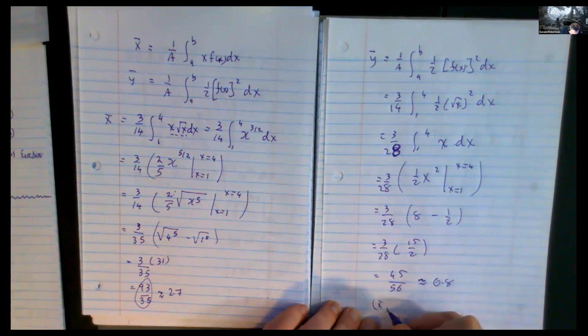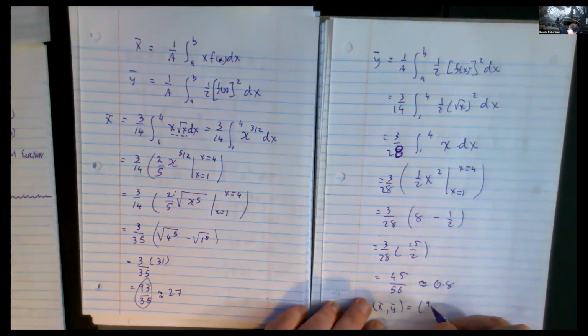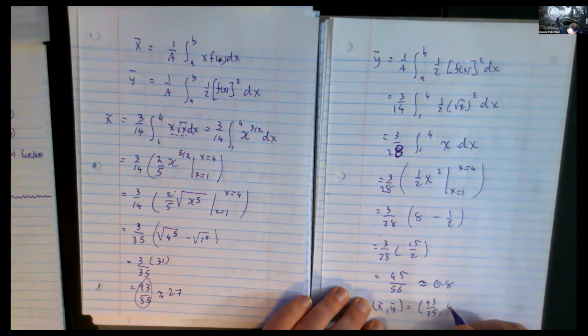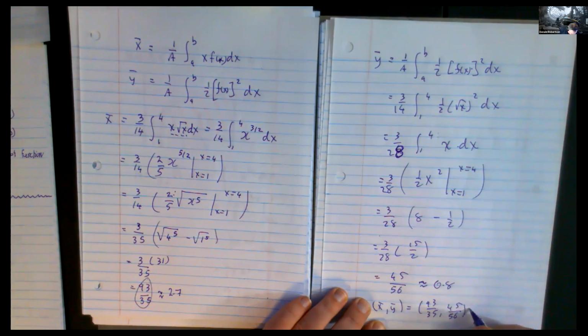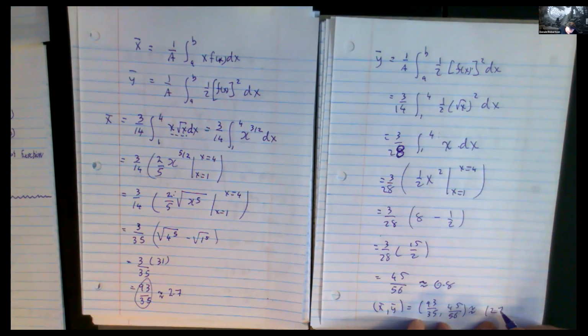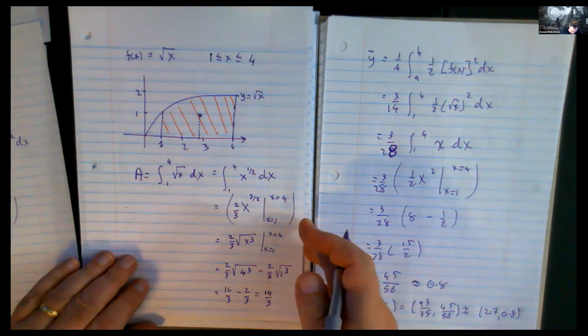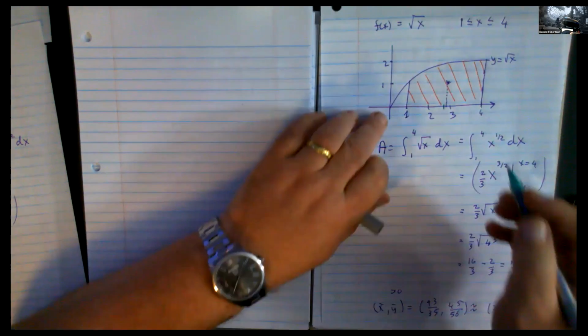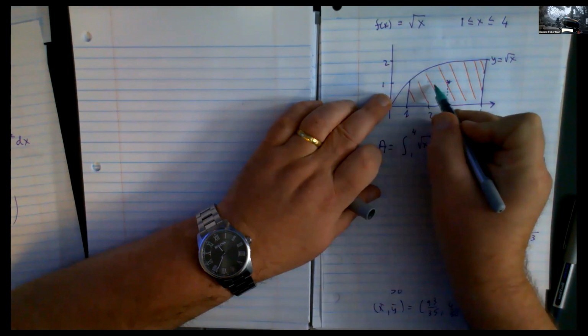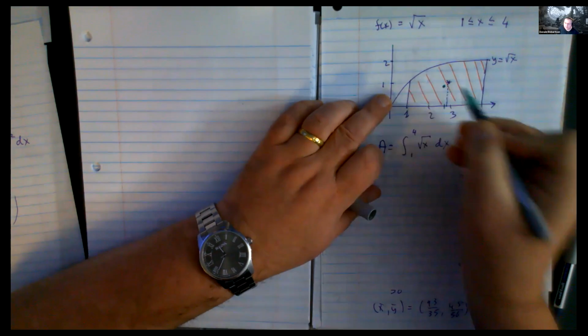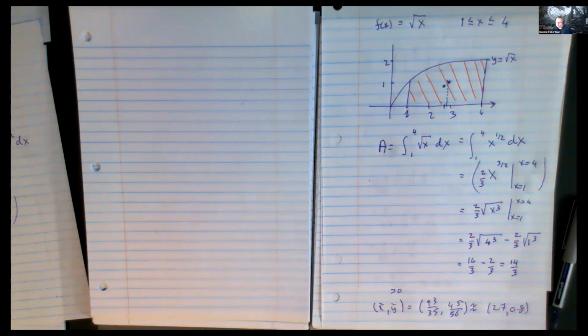So x bar, y bar is 93/35, 45/56, or approximately 2.7 by 0.8. So 2.7 is probably more like here, and 0.8 is probably more like here. Not a bad guess. Would you agree? I'm just a little bit to the top right of it. Would you agree that green dot is also pretty much in the middle of the shape?